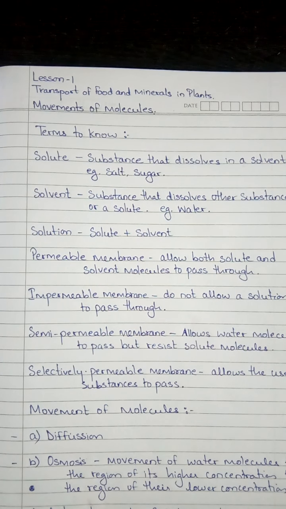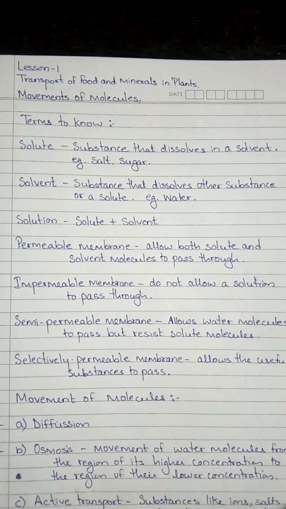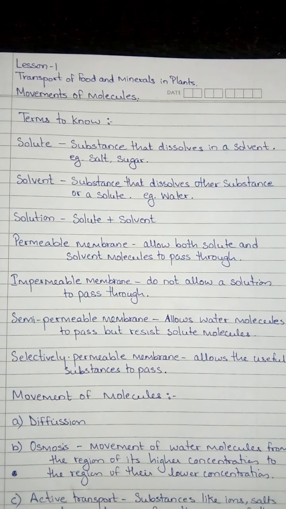The next word that we have is impermeable membrane. Impermeable membrane is exactly opposite to permeable membrane. It will not allow the solution to pass through. Neither the solute can pass nor the solvent can pass. So that is called an impermeable membrane.